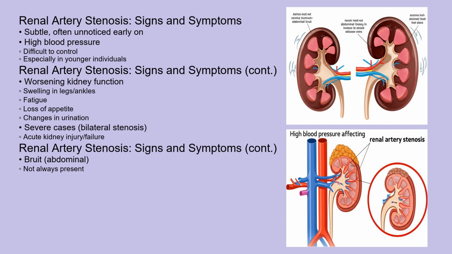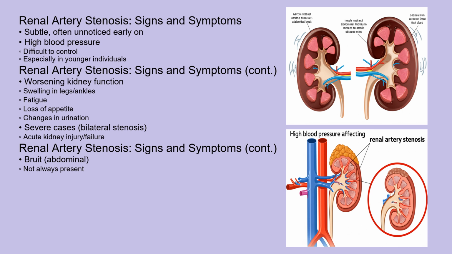The signs and symptoms of renal artery stenosis can be subtle and often go unnoticed until the condition becomes more advanced. High blood pressure that is difficult to control, especially in younger individuals or those who previously had normal blood pressure, is a primary clue. Some patients may experience worsening kidney function, leading to symptoms like swelling in the legs and ankles, fatigue, loss of appetite, and changes in urination.